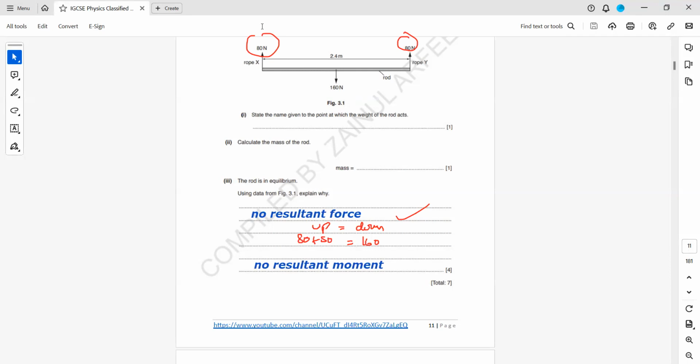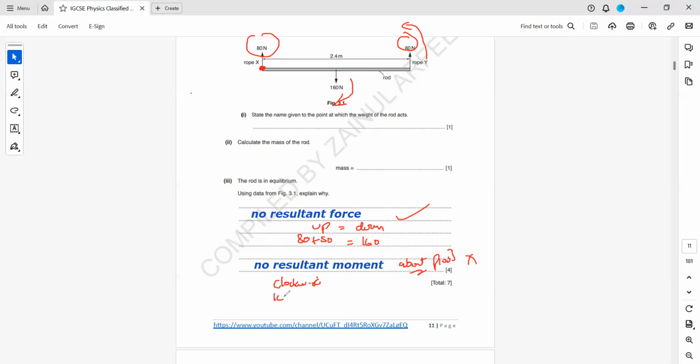So then you have to take a pivot. Like at this one, X and Y are there. So no resultant moment about a pivot. Which point you want to take as a pivot, it's up to you. You can take X as a pivot, you can take Y as a pivot. For example, I'm taking X as a pivot. So if X is my pivot, then this 160 will cause a clockwise rotation and this 80 will cause an anti-clockwise one. How much is the clockwise moment?